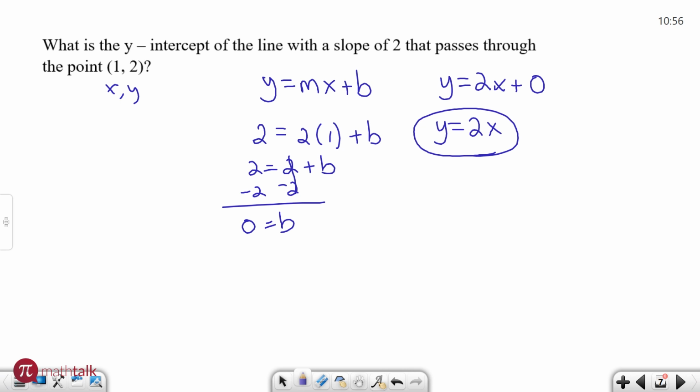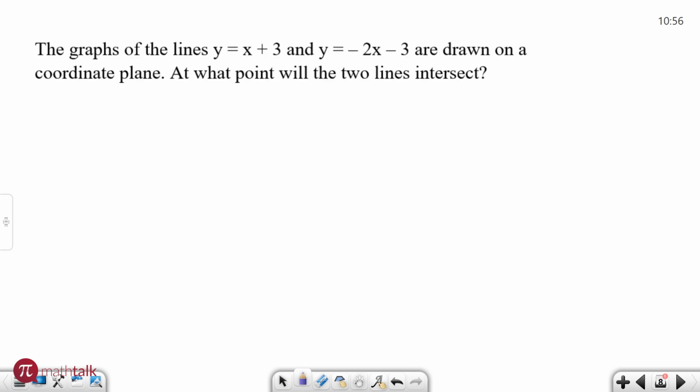Let's look at another example. Okay, this time we have two equations. It says the graphs of the lines y equals x plus 3 and y equals negative 2x minus 3 are drawn on a coordinate plane. You don't see it here, but we're assuming they're drawn. At what point will the two lines intersect?